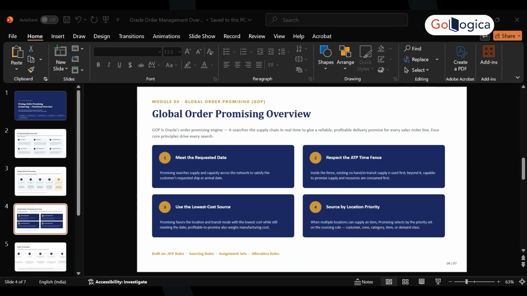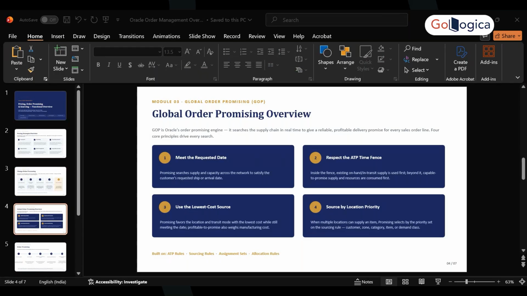Order promising is the process of determining the earliest possible date on which the requested quantity can be delivered to the customer. When a customer submits a sales order, Oracle does not automatically confirm the requested delivery date. Instead, GOP, the Global Order Promising Engine, starts evaluating multiple business parameters to determine whether the requested date can actually be met or not.